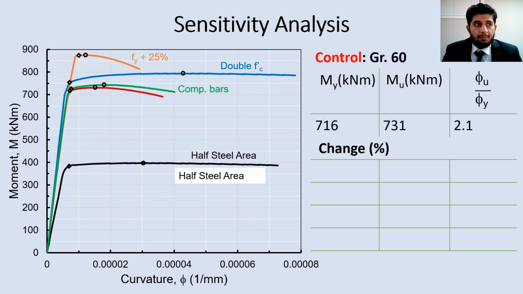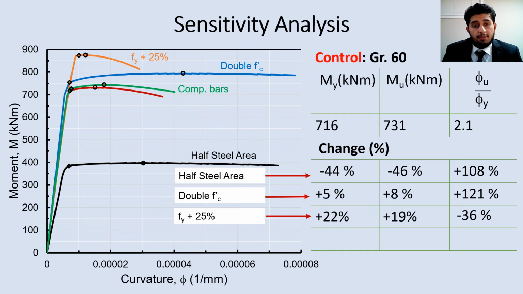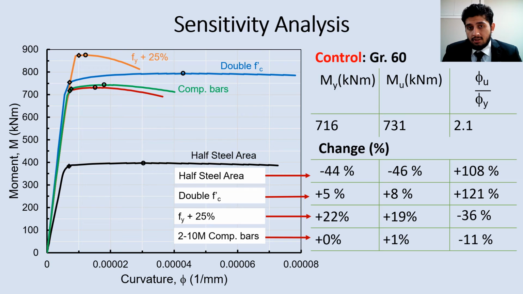For example, when we reduced the steel area by half, we got a 45% reduction in moment and a 108% increase in curvature ductility. Doubling f'c gives us an insignificant change in moment, but a 120% increase in curvature ductility. When we increase the yield stress by 25%, we get about a 20% increase in moment and a 35% reduction in curvature ductility. And lastly, once we add two 10M compressive bars in our beam, we get almost no change in moment and about a 10% reduction in curvature ductility.